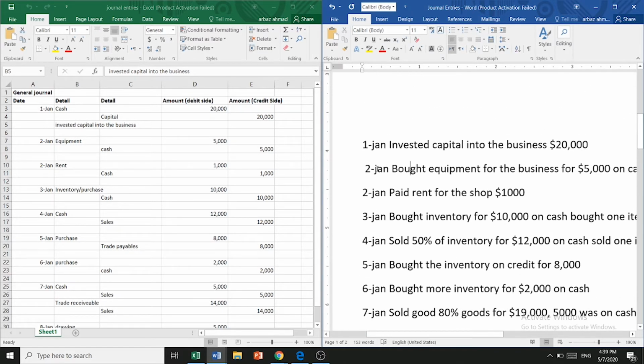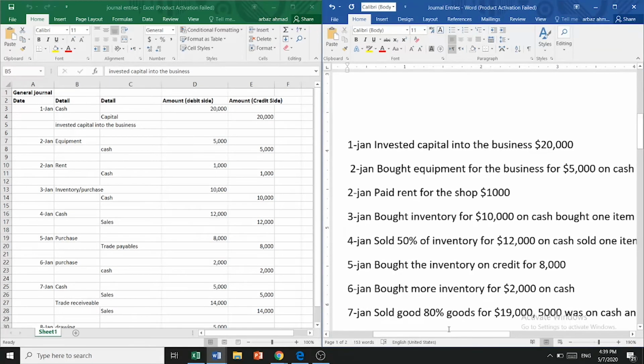Moving on to the second entry, that is bought equipment for the business for 5,000 in cash. Then equipment is debit, we are receiving. When we buy equipment, we receive the equipment and we give the cash. So when we give out cash, that is credit, and we are receiving the equipment, that will be debit.